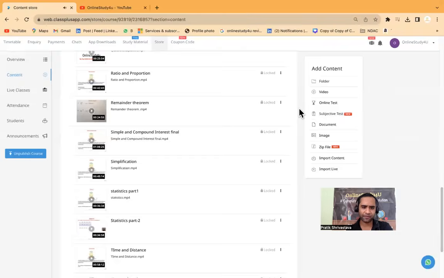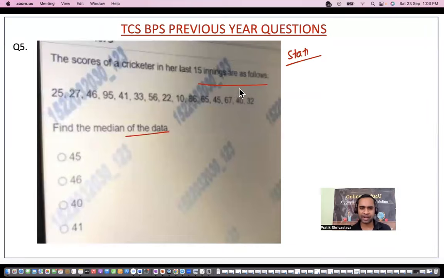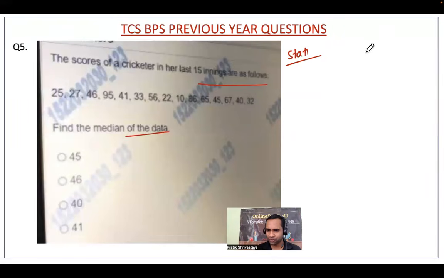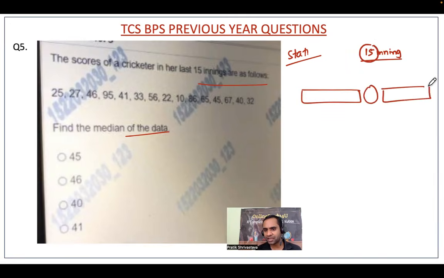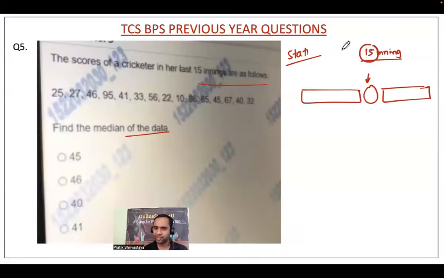Find the median, okay, fine. Now friends, there are a total of 15 innings. When this number is odd, your median will be the middle number. When we have 16, your median will be the average of the 2 numbers which come in the middle. One by one we will understand. But anyway, we have 15 innings here, so our median will be the middle number.